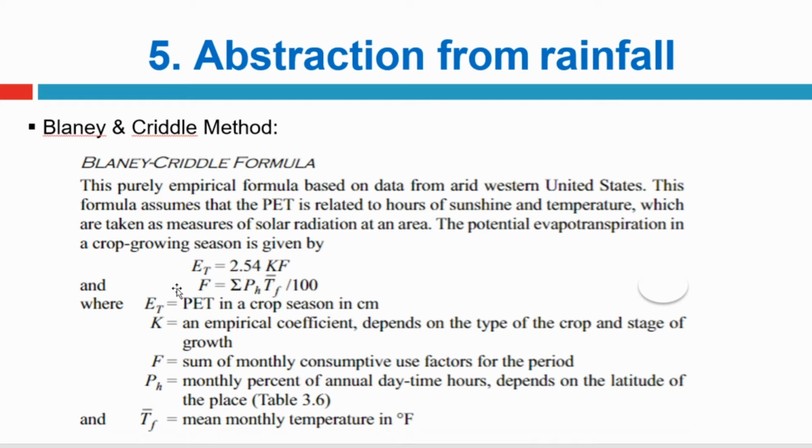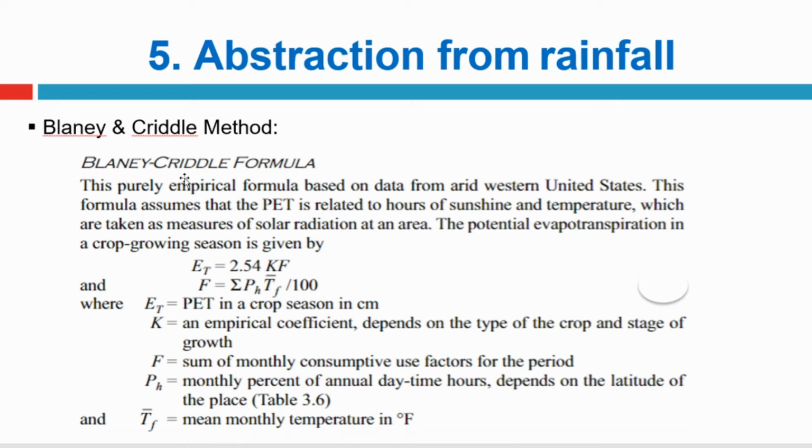As you can see on the screen, there is a method that I'm going to explain, which is called the Blaney-Criddle formula. Using this equation we can solve for the evapotranspiration from any given area. Basically evapotranspiration is applied for a farmland or any vegetative area. Wherever there is vegetation we can determine the evapotranspiration from there.